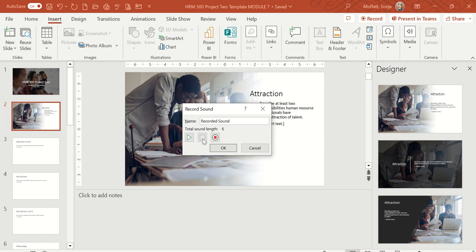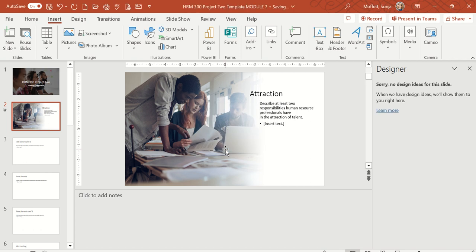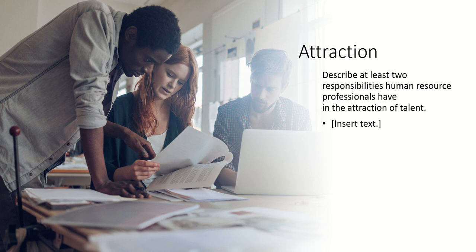Once you're done, you're going to select stop. As you can see, whatever I recorded was 6 seconds, and then I'm going to click OK. What's going to happen is this little speaker icon is going to automatically drop into the middle of your presentation. I always like to drag it off of the actual presentation. And why? When you get ready to put this into presentation mode, if you don't, that icon will be there.